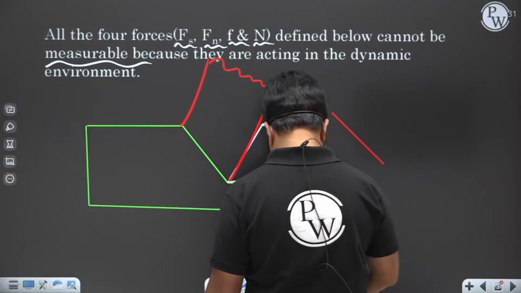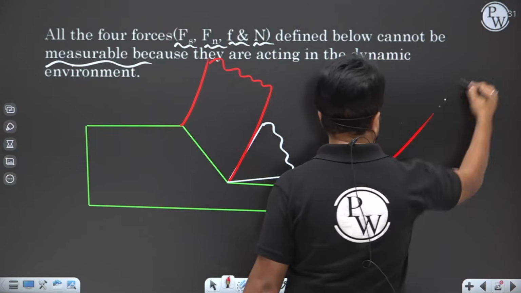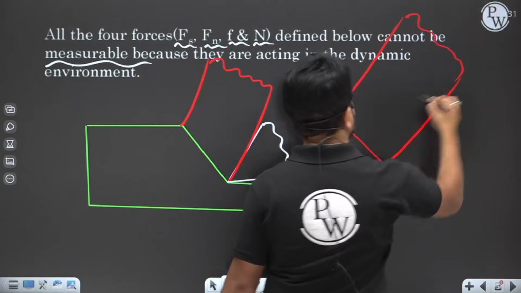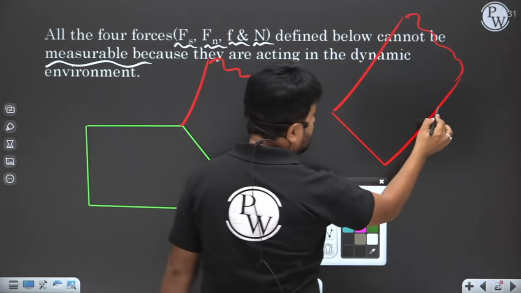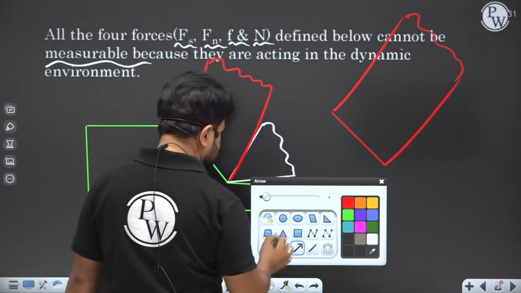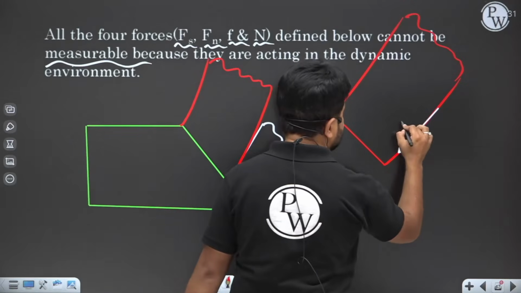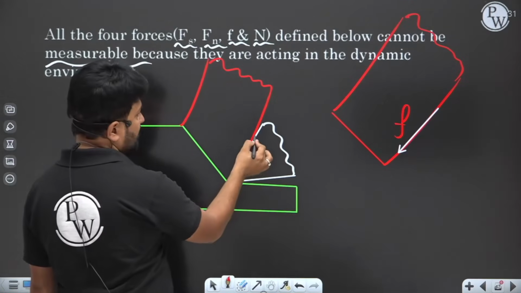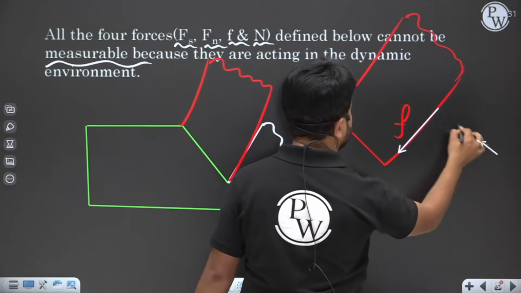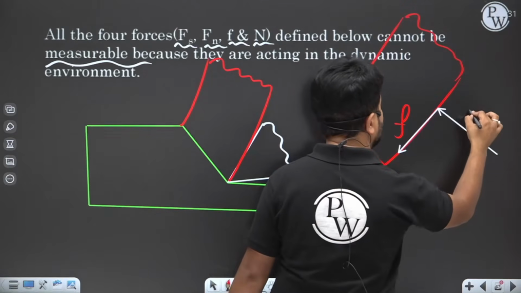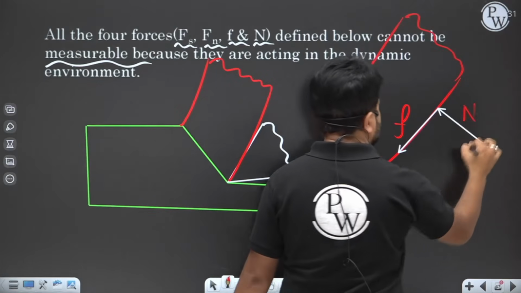This is a chip, my dear. On the chip, a friction force comes. This is the friction force. Because of the tool rake surface, a normal force will also come.